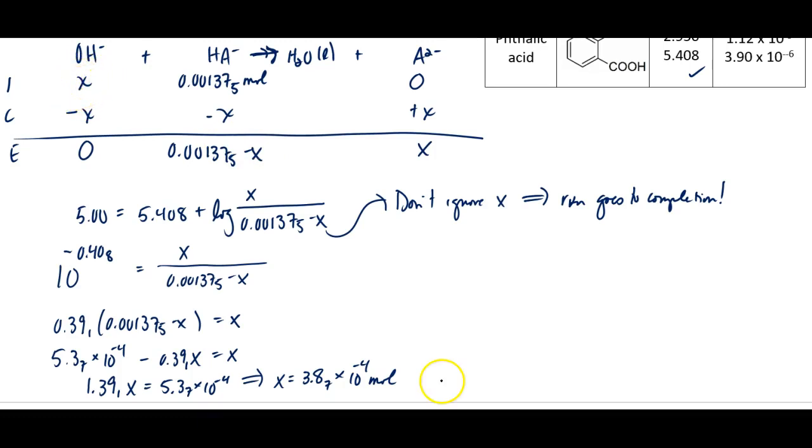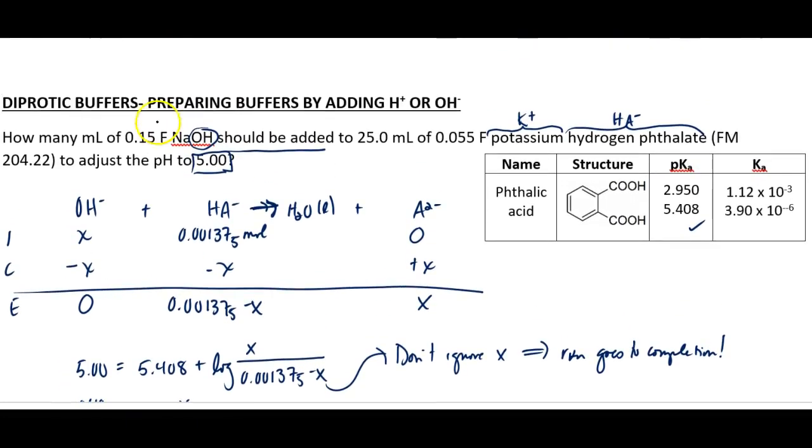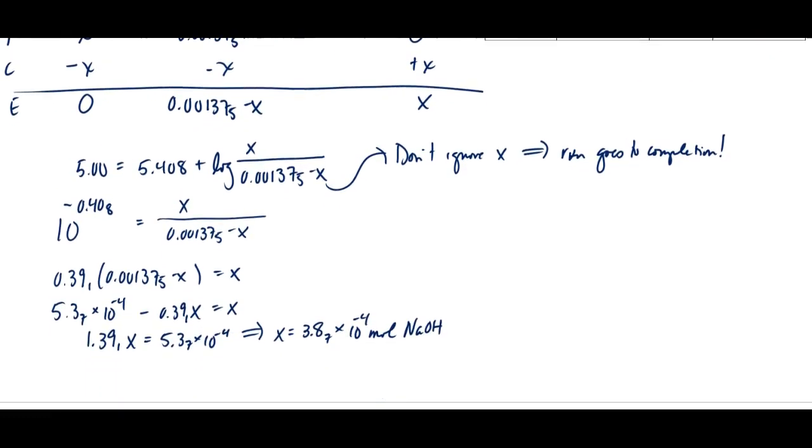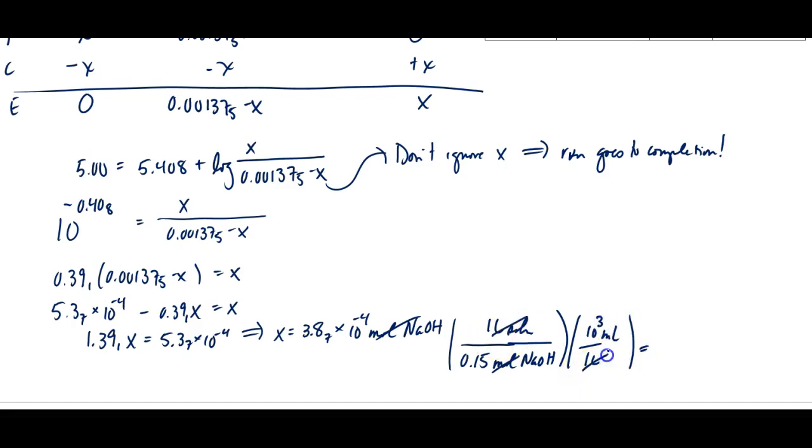And if that's the moles of OH, that's the moles of sodium hydroxide. So they wanted to know how many milliliters of this solution. So we're going to have to convert those moles into volume using that concentration. For every 0.15 moles of sodium hydroxide, there's 1 liter of solution. And then the final step would be to convert those liters into milliliters. And when I did the arithmetic, I got 2.58 milliliters.